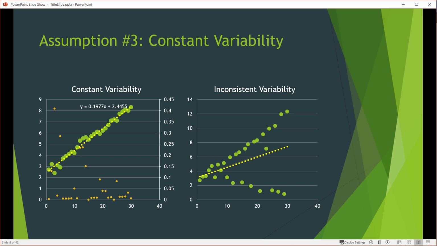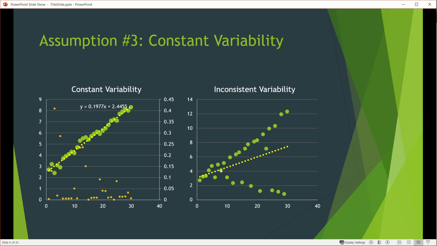And finally, this idea of constant variability. On the graph on the left, we can see that the amount by which the observed values are off the line is relatively constant. There's a little bit of fluctuation, but for the most part, the distance between our line and the observed value is around the same. So the variability doesn't change much.